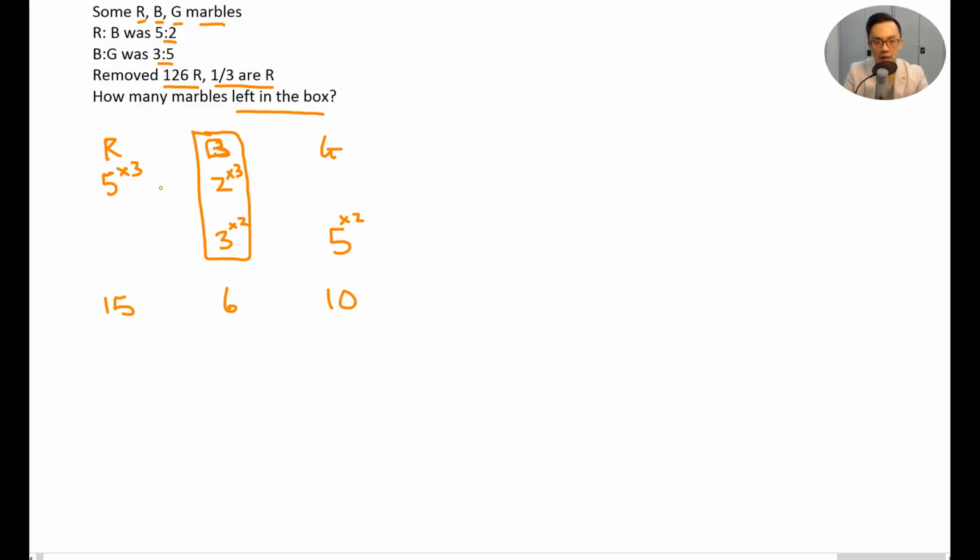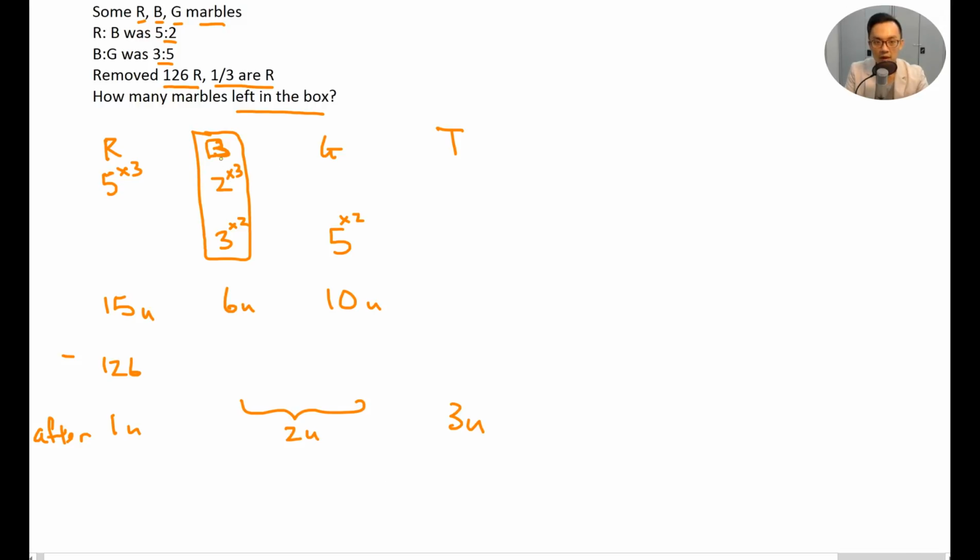Alright, so this part is quite basic. So I removed 126 red marbles, minus 126. These are units. So minus 126. 1/3 are red, so this is after. 1/3 is red, so 1, and the total is 3. So I need to have a total column. This is 3 units, and again these two combined together is 2 units.